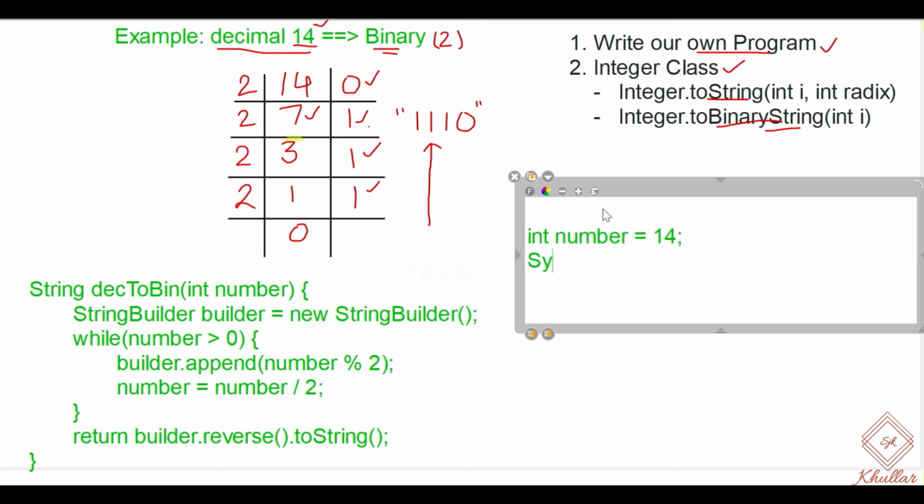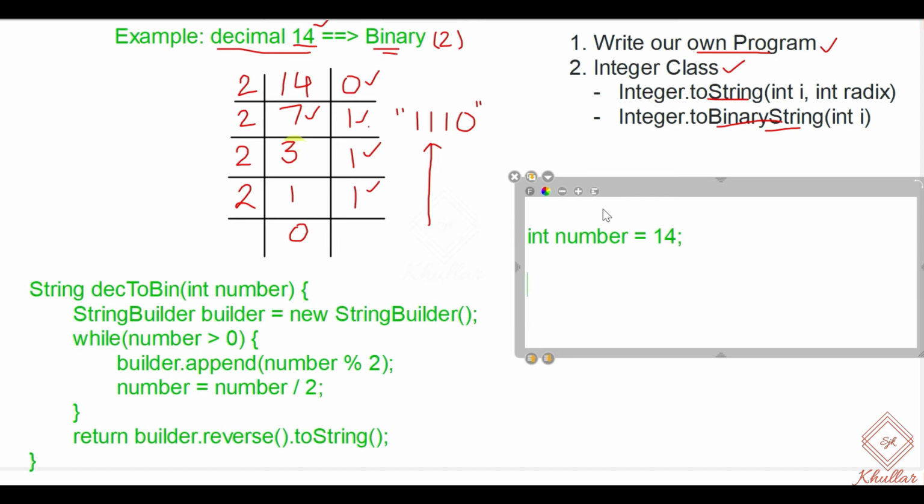So let's say I am writing System.out.println, using SOP as a shortcut for typing. Simply what I can do is use Integer.toBinaryString, and I simply pass the number. This will generate an output of 1110, which is nothing but what we are seeing in our representation.